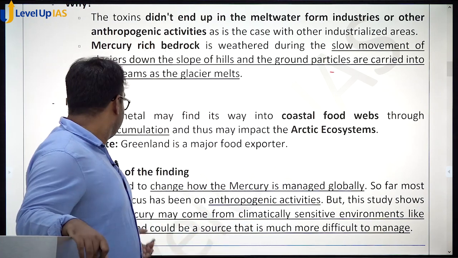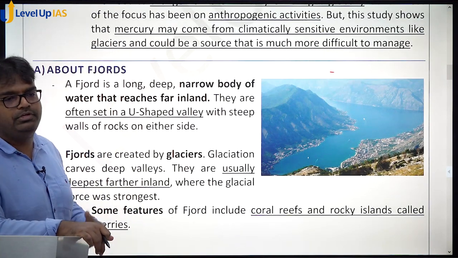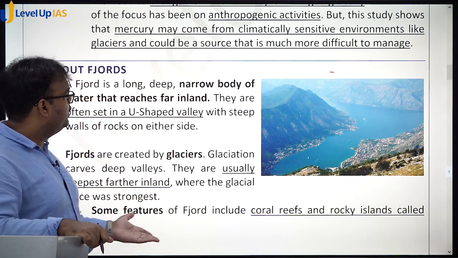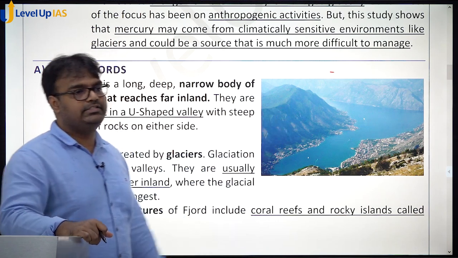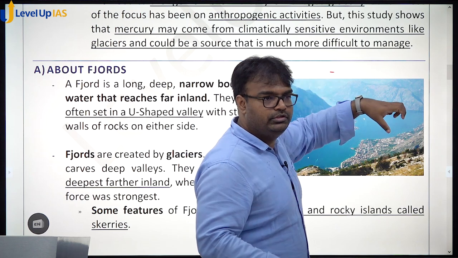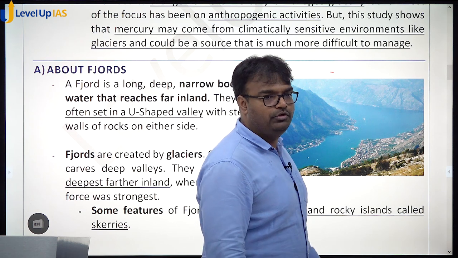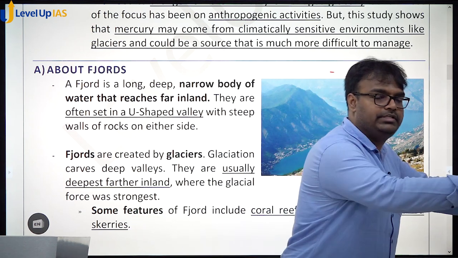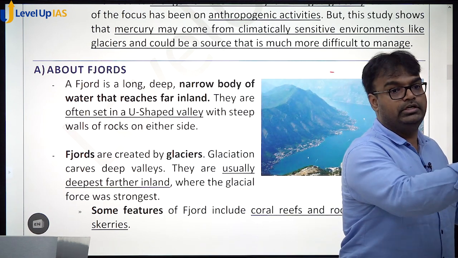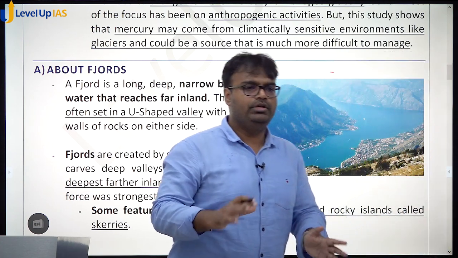Okay, now let's talk about fjords. We said rivers and fjords from Greenland are having a lot of mercury pollution. What are fjords? Fjords are this kind of landscape which are created by glaciers moving. When glaciers move, they do eroding activities and they create these fine kinds of landforms which go inland. Inland they will be deeper because the glaciers are heavier inland, so their impact would be heavier there. As they come out they may be less deep.